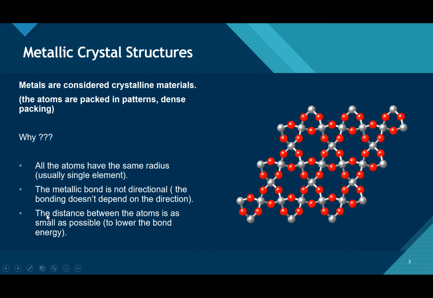The other reason is that the distance between the atoms is as small as possible. As we say, this is small, so the volume is small and the density is high, and the small distance also will result in a lower bond energy between the atoms. The bond energy is the energy required to bond two atoms, and if the distance between them is small, the bond energy is going to be low, and the bond is going to be easier. So the metal atoms tend to be as close as possible to each other to lower their bond energy.